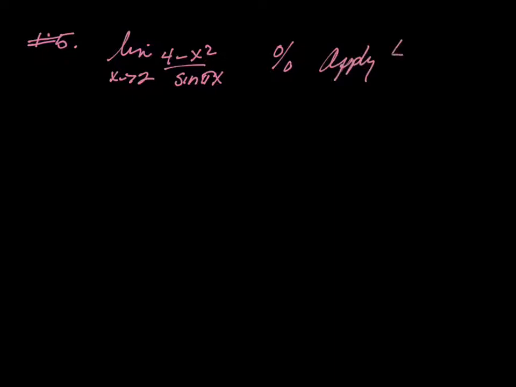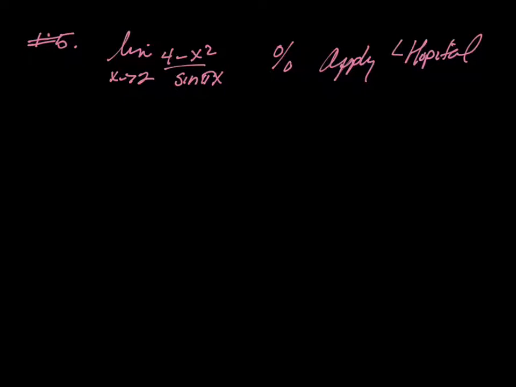Number 5 on the target practice L'Hopital, there was a question, so I'm going to just do that real quick. The limit as x goes to 2 of 4 minus x squared over sine pi x. If you put 2 in there, you get 0 over the sine of 2 pi, which is 0. So we're going to apply L'Hopital.